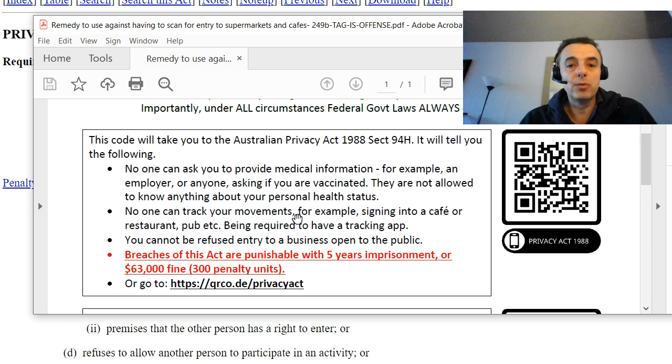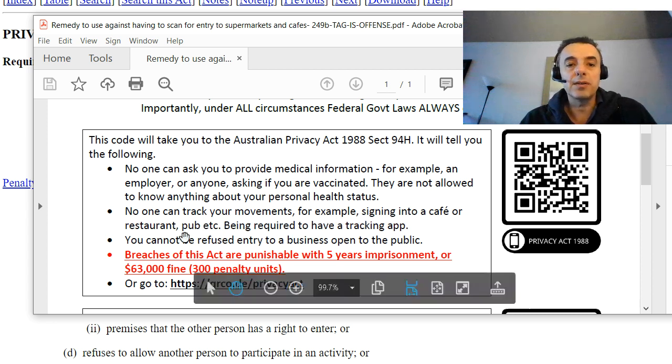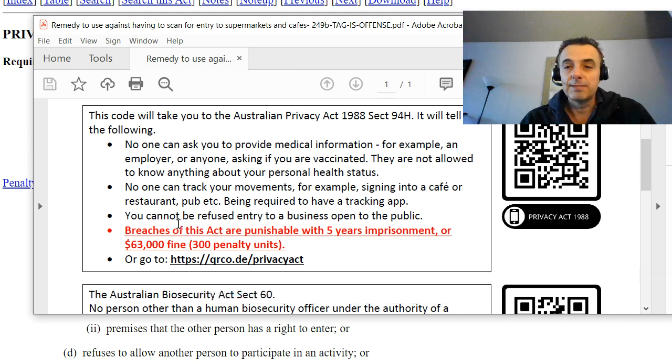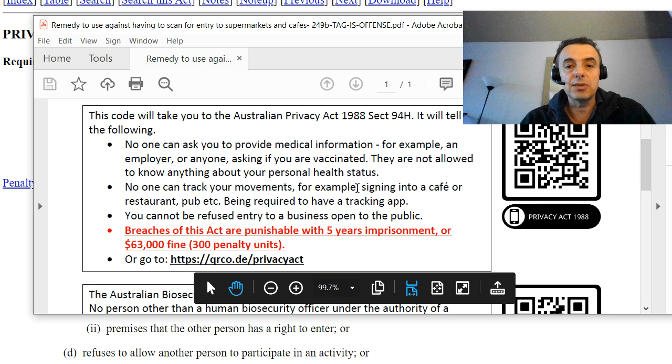No one can track your movement, for example, signing into a cafe, restaurant, pub, etc., being required to have a tracking app. You cannot be refused entry to a business open to the public. You cannot be refused entry to a business that is otherwise open to the public. Breaches, like I said, are $63,000 or 5 years imprisonment.